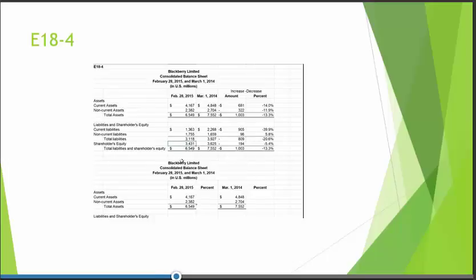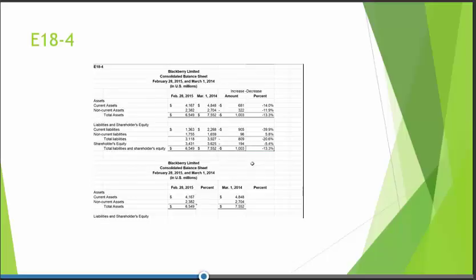We can then look at our equity. Our equity is 3,431 this year, was 3,625 last year. It's decreased by 194, so that's a decrease. If we take 194 divided by 3,625, it's decreased by 5.5%. So our total liabilities and shareholders' equity should be the same as our total assets. 6,549 minus 7,552 is a difference of 1,003. 1,003 divided by 7,552 gets us our 13.3%.